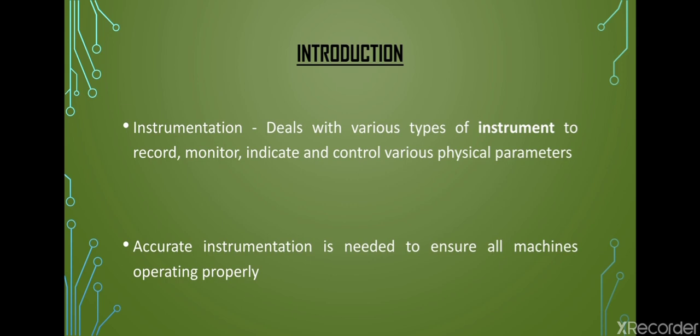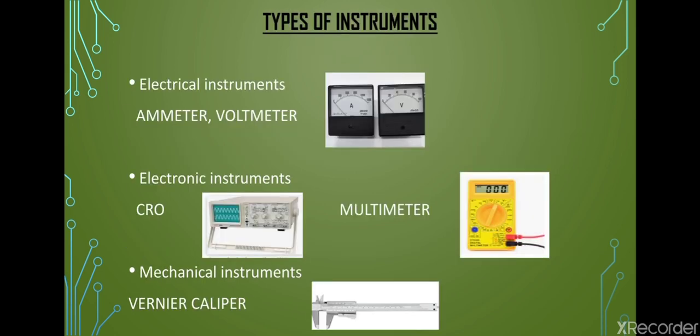When working with heavy and dangerous equipment, getting accurate measurements can be a very difficult process. This is why instrumentation is so important. Because of the number of processes involved in modern machines, accurate instrumentation is needed to ensure that everything is operating properly. There are many types of instruments that can be grouped into three.